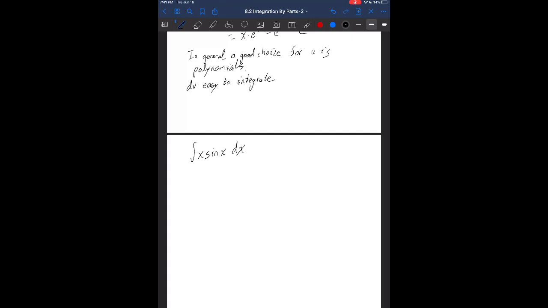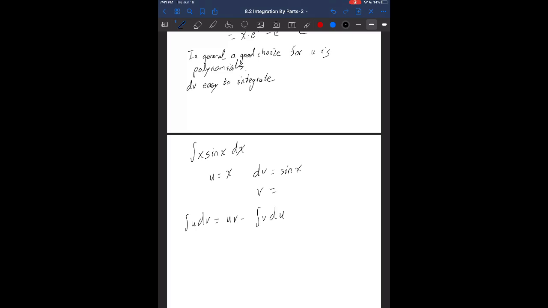Okay. So we need to know what u is, and we need to know what dv is. Well, using this idea from above, a good choice for u is polynomials. We're going to set u as x and dv as sine of x. As you recall, we have our formula as the integral of u dv equals uv minus the integral of v du. So there are these two extra pieces we need to know. We need to know v, which we get from integrating sine of x.